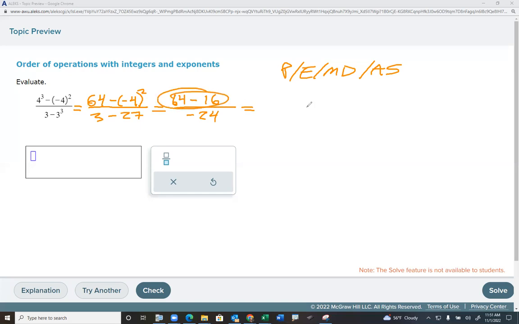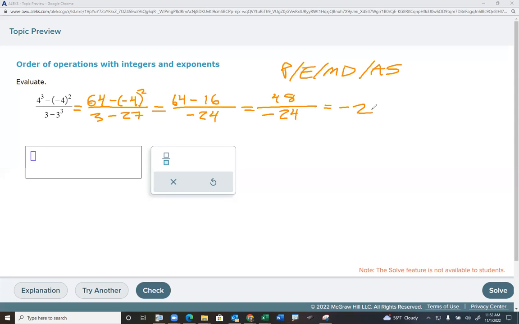Okay, on top, there's only one thing left to do, and that's the subtraction. So 64 minus 16 is 48. And now the top is simplified, the bottom is simplified. Now I can combine them. 48 divided by negative 24. Let's see, division. The signs are different, so we're going to get a negative. And 48 divided by 24 is 2.